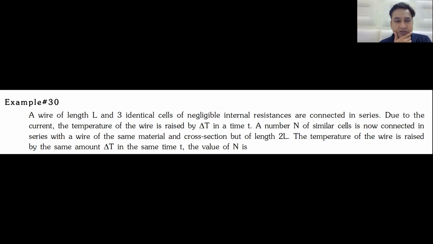Due to the current, the temperature of the wire is raised by delta T or delta theta in time T. Example number 30. A number N of similar cells is now connected in series with a wire of the same material and same cross section but of length 2L. The temperature of the wire is raised by the same amount delta theta in the same interval. What is the value of N? Good question.